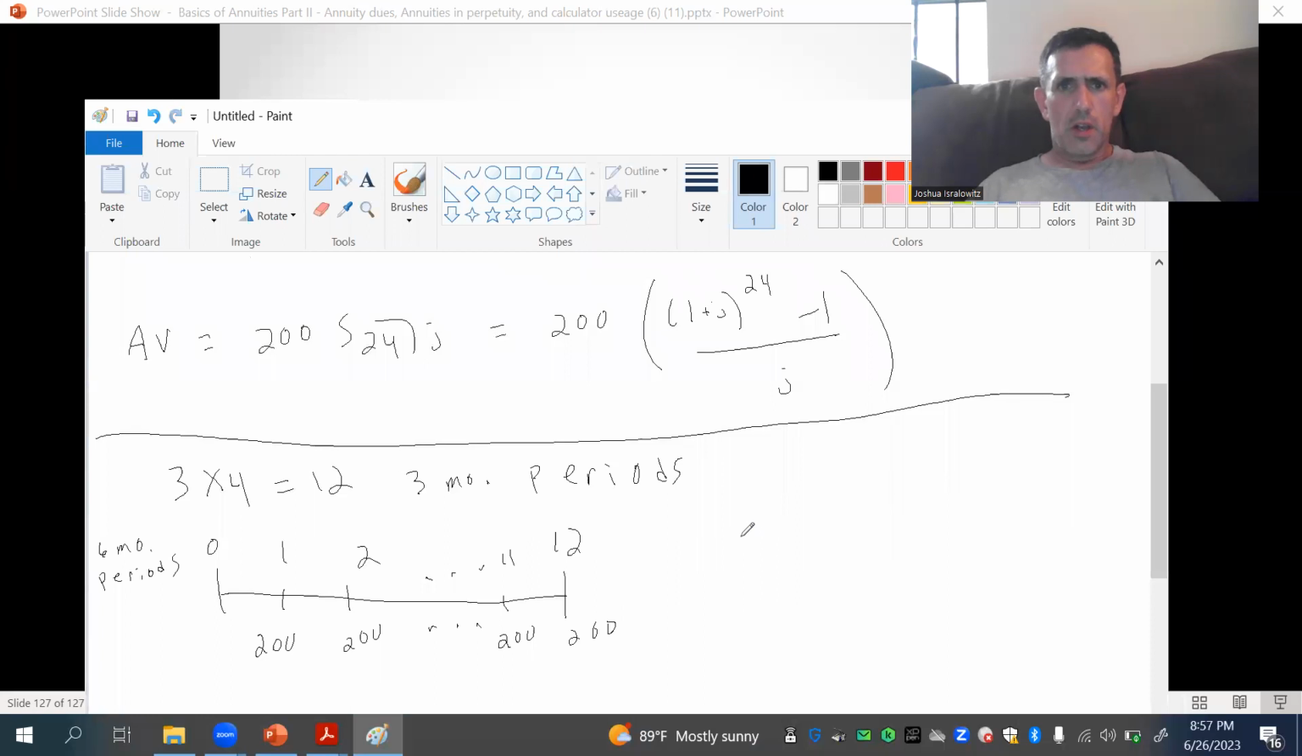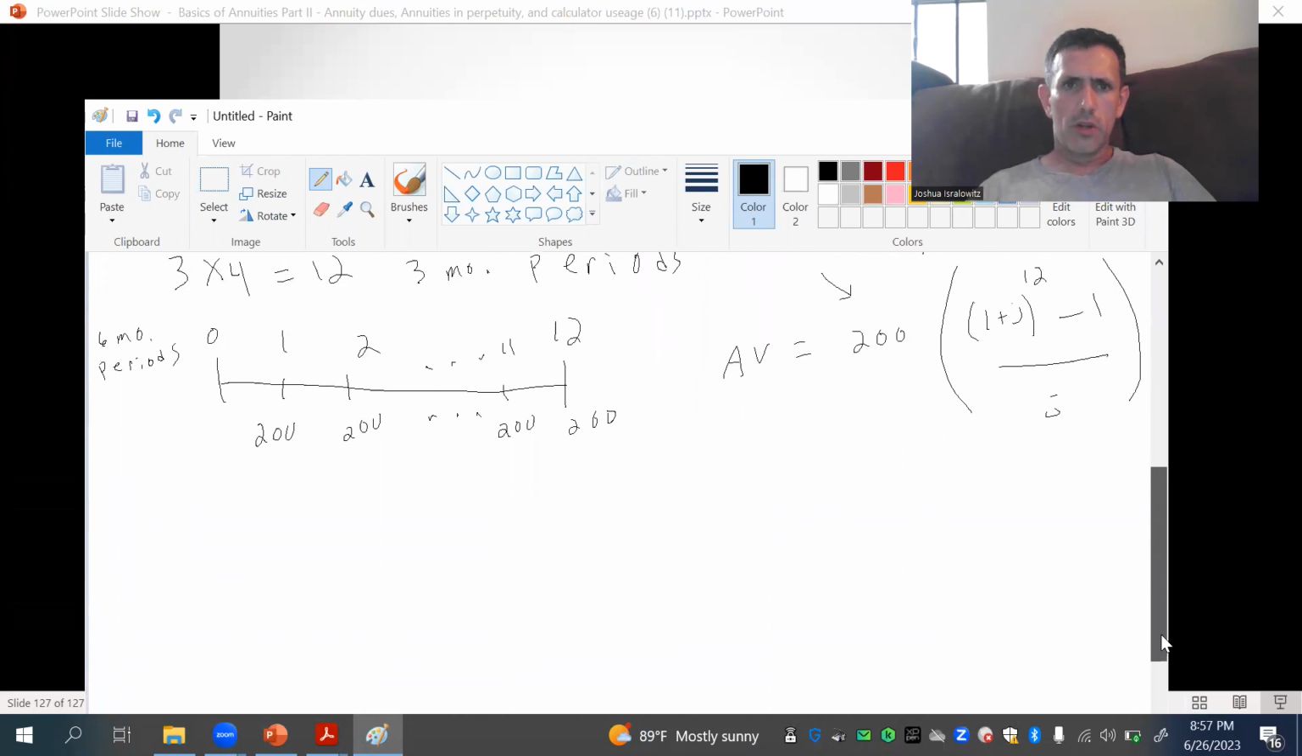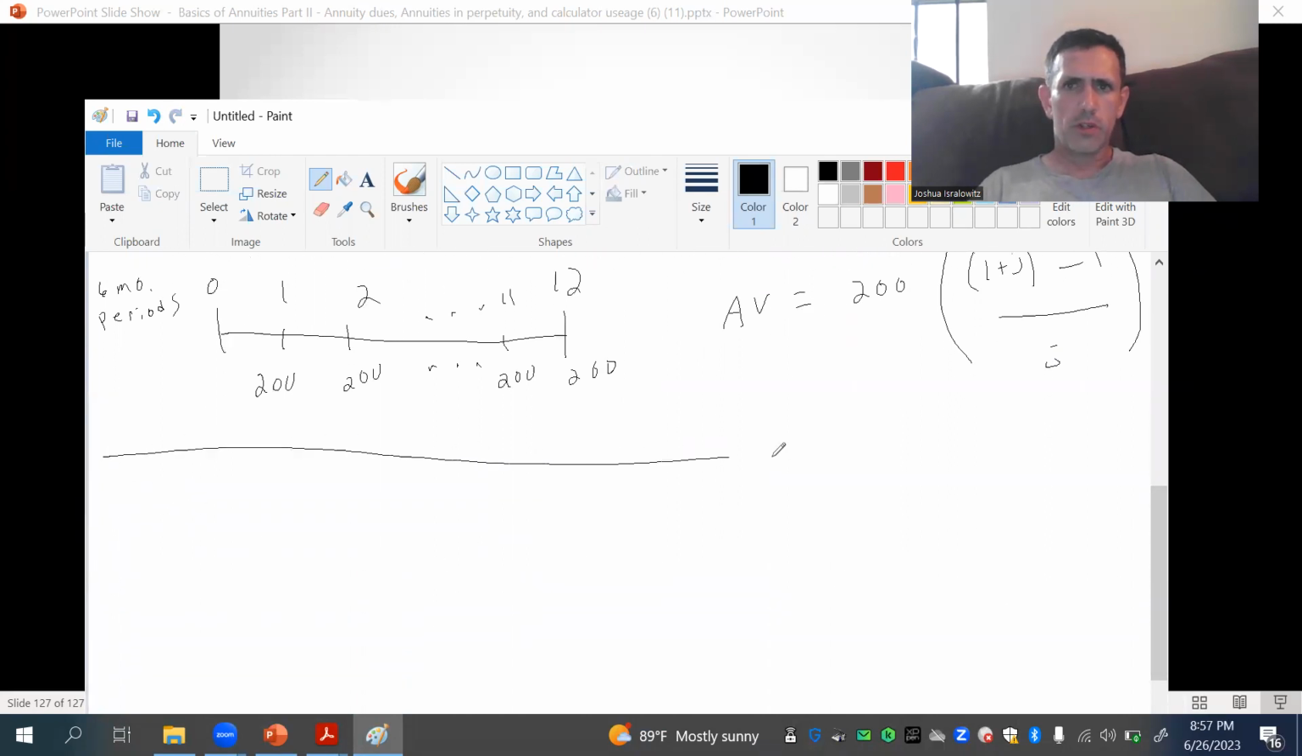Okay, so the accumulated value here is 200, same thing, but with 12. It's 200 S12J. And here is the formula. Okay, so I've got plenty of room here. That's good.